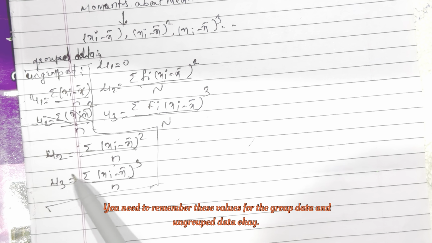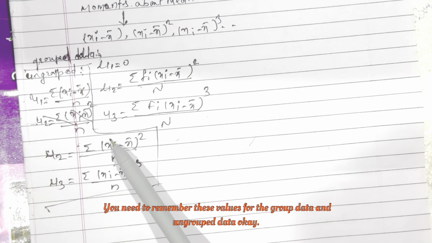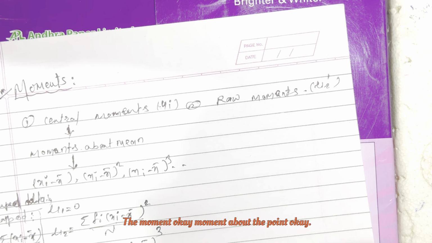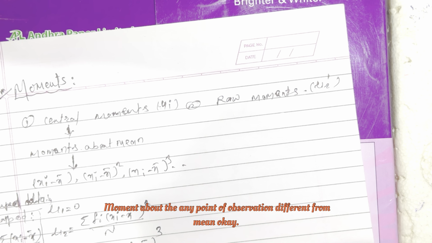You need to remember these values for grouped data and ungrouped data. So that is the central moments. After the central moments, we go for the raw moments. What is the actual meaning of raw moments? A moment about any point of observation different from the mean is known as a raw moment.